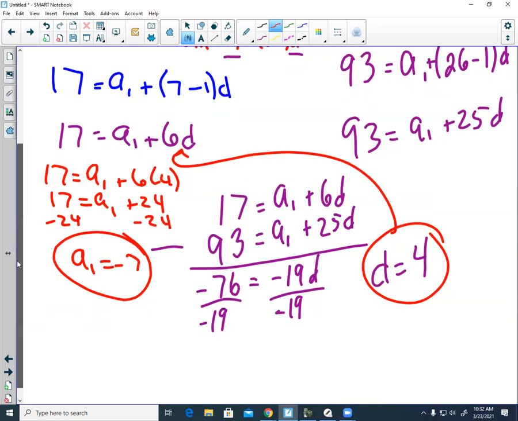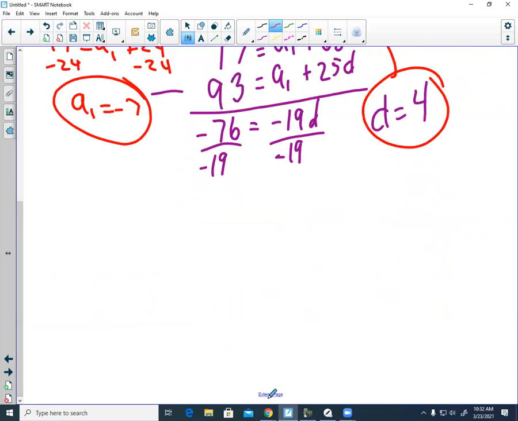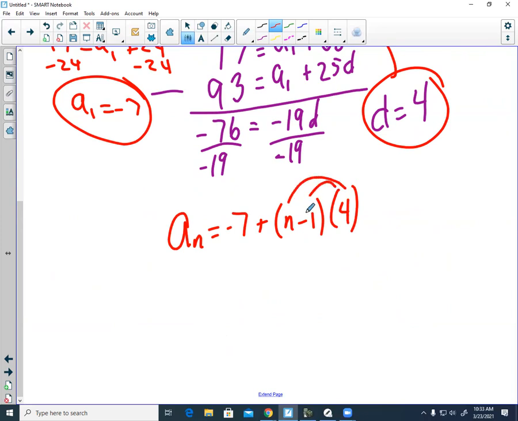Just because this one's obviously a lot more work, but we've got An is equal to A1, which is negative 7, plus n minus 1 will stay there, times D, which is 4. Double distribute. So I'm going to get negative 7 plus 4n minus 4. So it's going to be 4n minus 11.